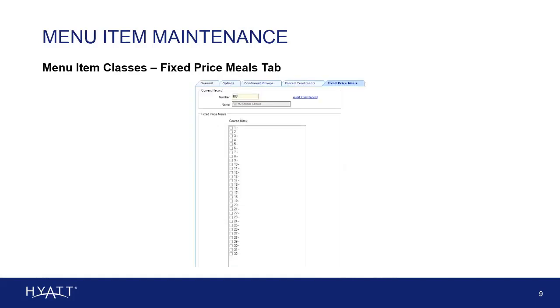Moving on, fixed price meals. This is really part of the coursing system that we don't typically use in most of our properties, just because it is a bit cumbersome, and we do prefer to just simply add a course line or a fire menu item in order to communicate that with the kitchen. So we don't typically use this fixed price meals, but you could define up to 32 different course masks based on fixed price on the actual menu item classes if you built them this way.